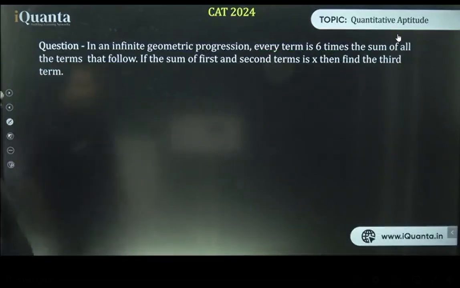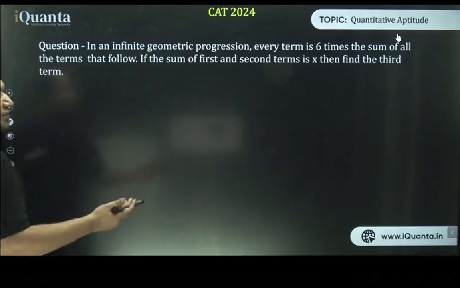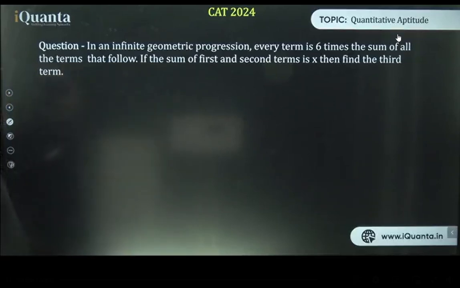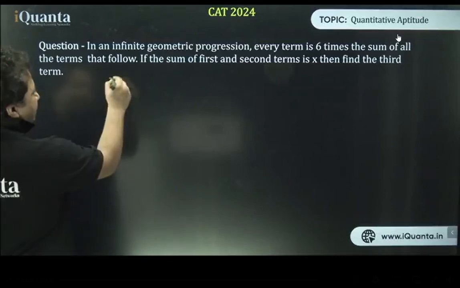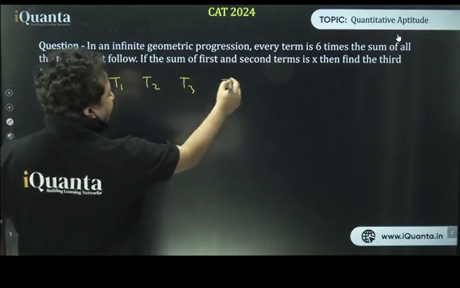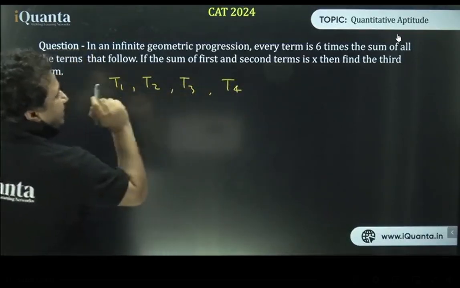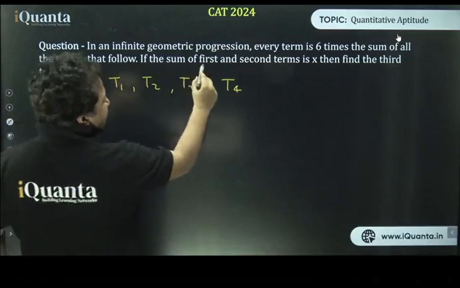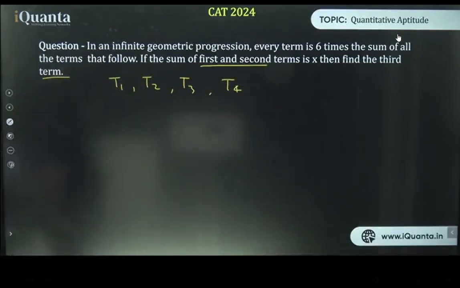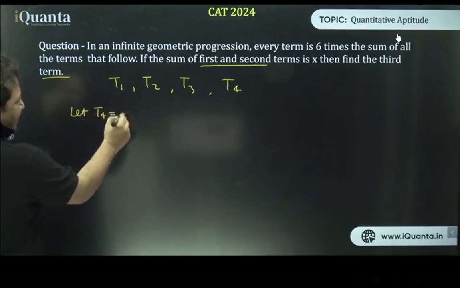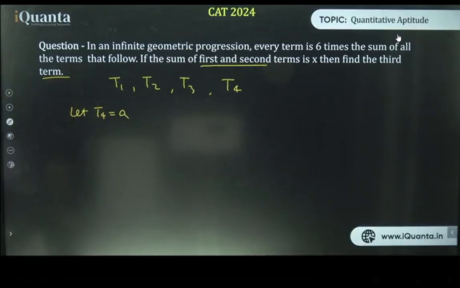ठीक है, चलो अब एक काम करते हैं। What if we do not consider a GP, an infinite GP? Let's consider a normal GP. Okay, T1, T2, T3 and T4. I'm going till T4 for the simple reason that in the question, first and second terms are being talked about and third term has to be found out. All right? So let T4 be anything. Let it be A. Is that okay?